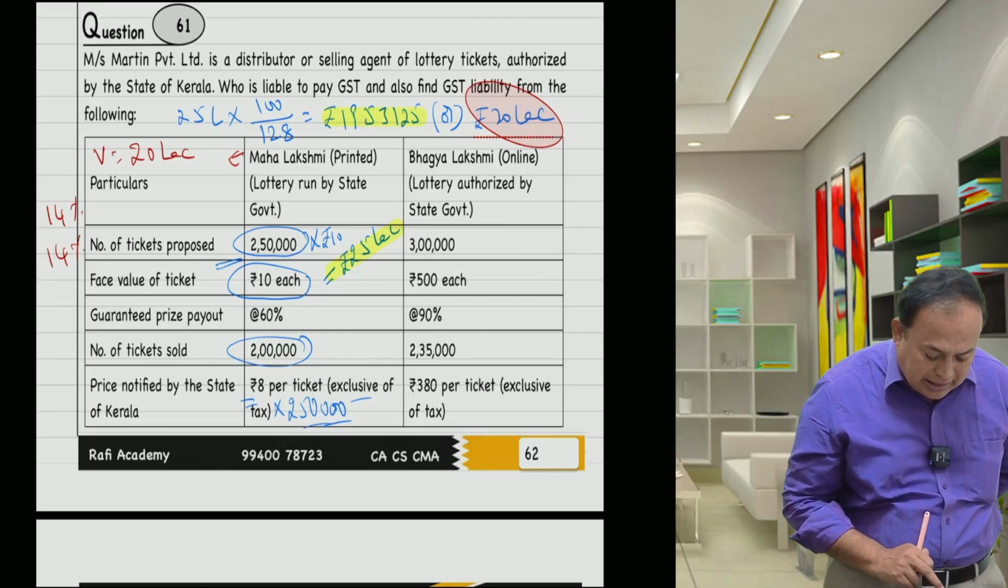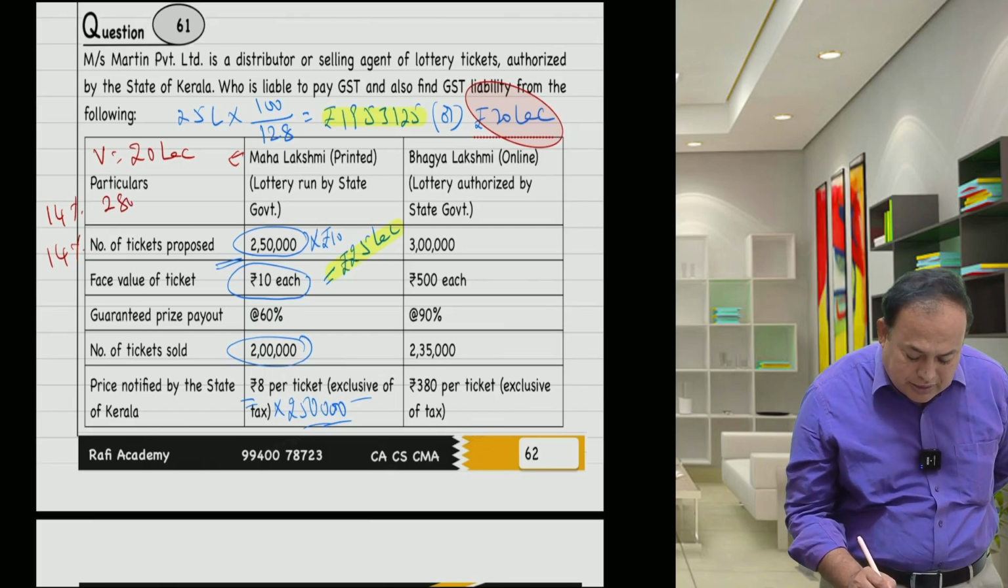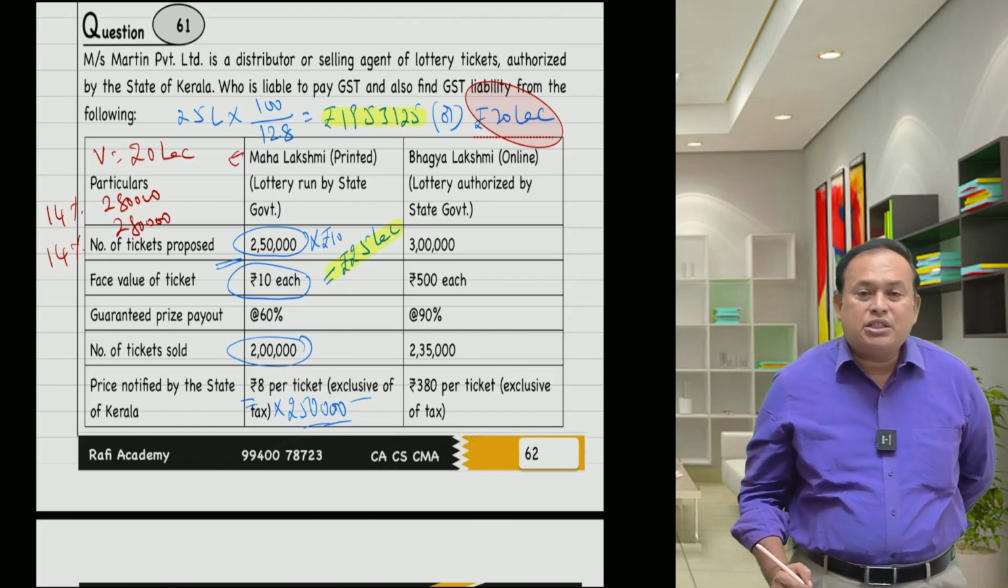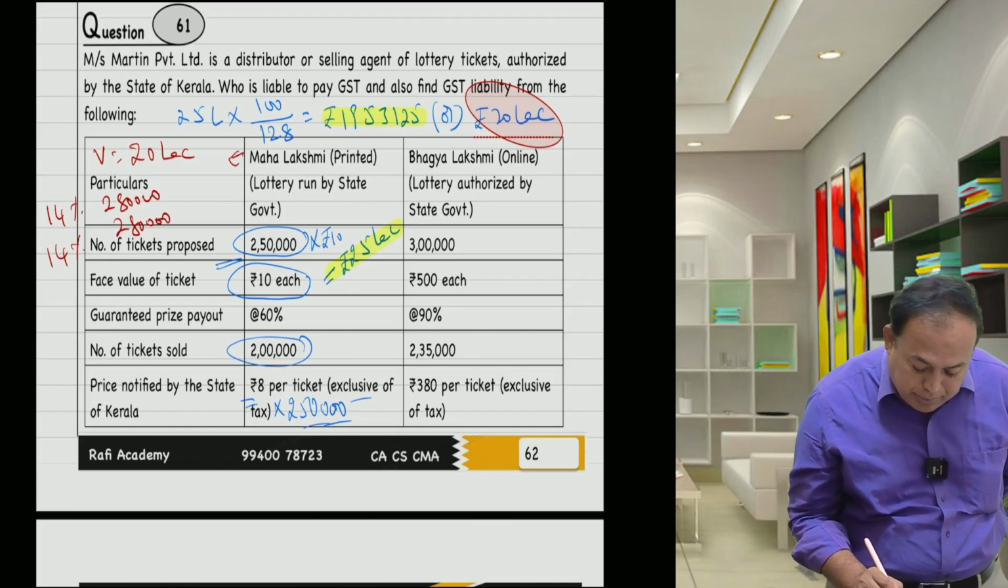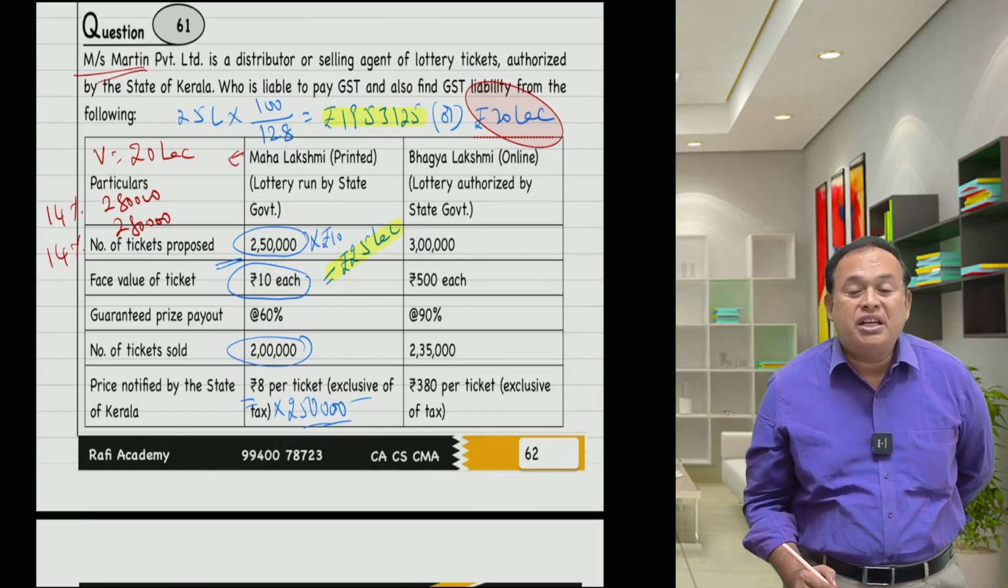In that case, on 20 lakhs, 14%, 2,80,000 CGST, 2,80,000 SGST. Who is liable to pay? Martin Private is liable to pay under RCM, Section 9(3) of the CGST Act.